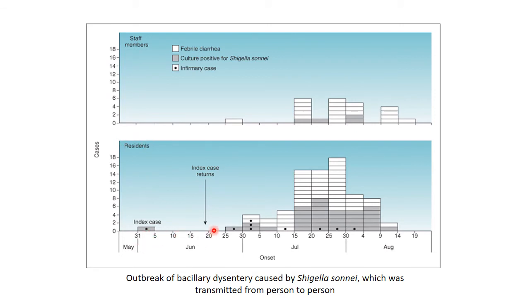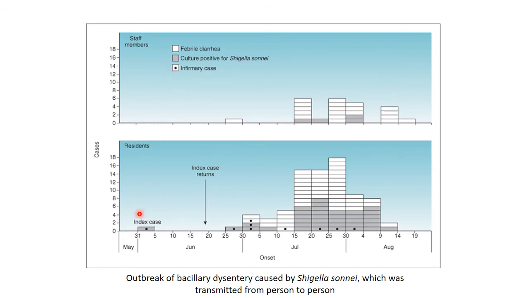The different colors of the boxes indicate different definitions. Again, the white box is people who develop febrile diarrhea. The gray boxes are the cultures that end up being positive for Shigella, and the dots in the boxes include people who are managed in the infirmary.